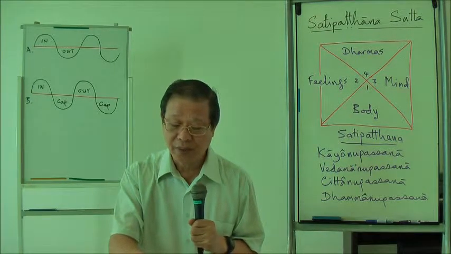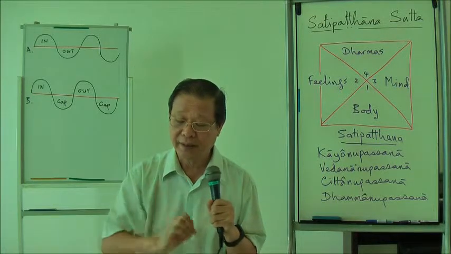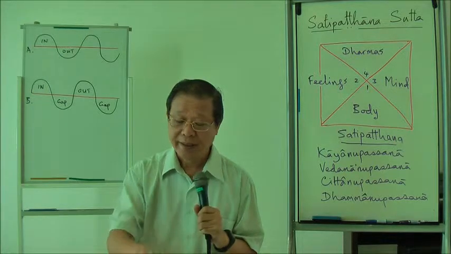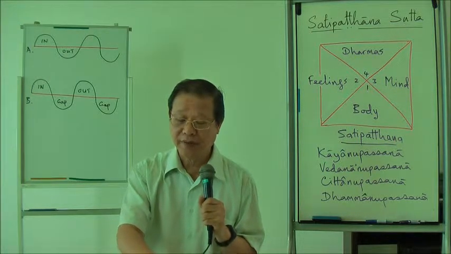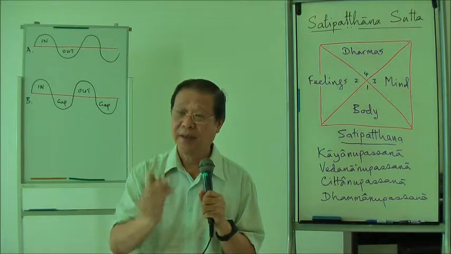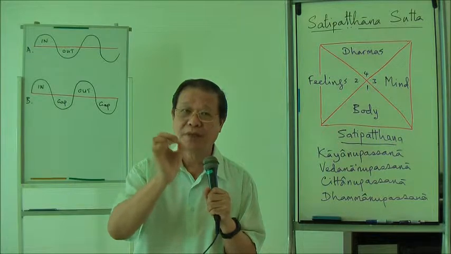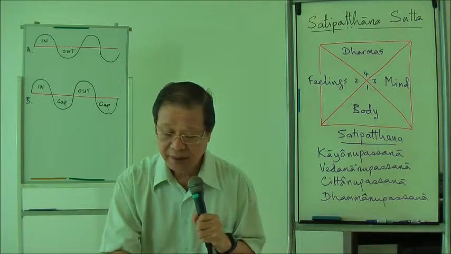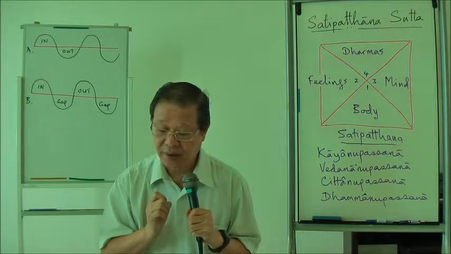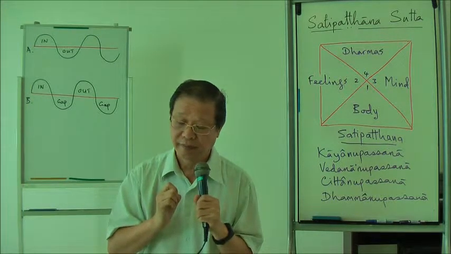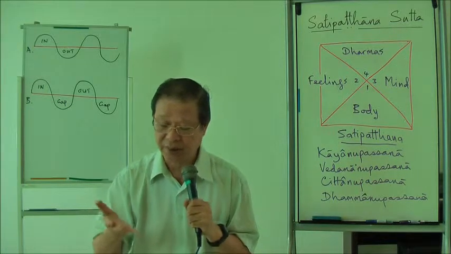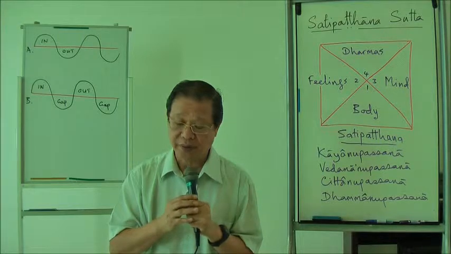Okay, 1 and 2, you see the verb, he understands. But 3 and 4, the verb changes. He trains himself. So instead of understand, pajanati, now the verb is sikkhati. He trains himself. So here you've got to put in a bit of effort. He trains himself thus: I shall breathe in, experiencing the whole body of breath. He trains himself thus: I shall breathe out, experiencing the whole body of breath.